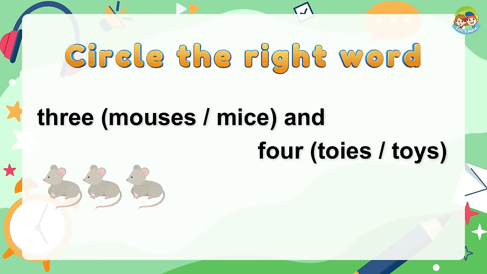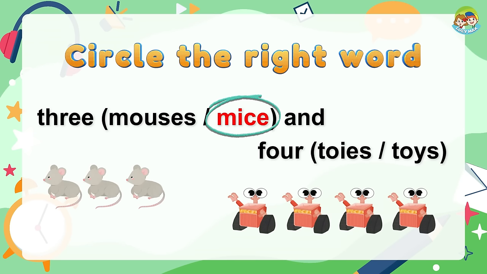Three mouses, mice. Mouse is an irregular plural noun. It changes to mice. So you circle mice. Three mice. Four toys. You circle T-O-Y-S. It ends with Y, but the letter before it is a vowel, so you only add S. Three mice and four toys.